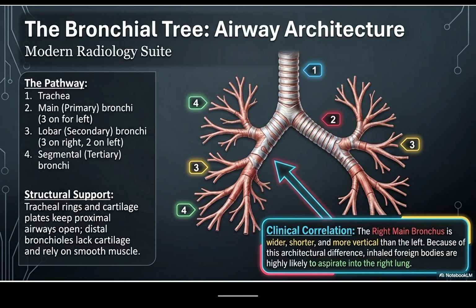Now, these lobes divide into segments, whereby the lobes have different segments. So these different segments of the lobe are supplied by segmental bronchi. Don't worry, I'm going to explain this further in the next seconds to come. So we have the structural support of the lungs, which are the tracheal rings. Look at the rings, these cartilaginous rings are the tracheal rings, and they keep the airway open. That's a function. The distal bronchus lacks cartilage and relies on smooth muscle.